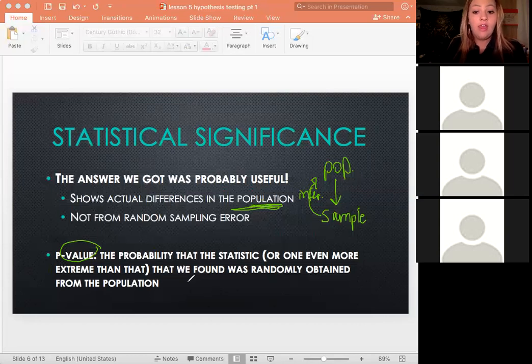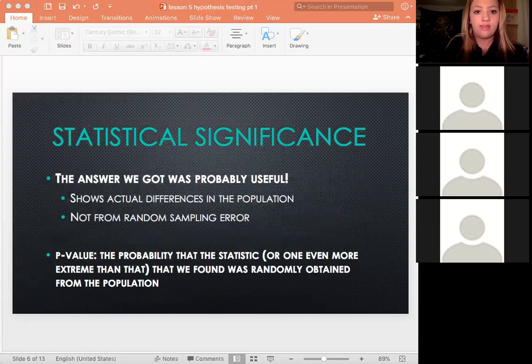So that's why we want our p-value to be low, because we don't want there to be a high probability that something was obtained because of a confounding variable or something. So we always want this to be small, no matter what. So we'll talk about that a little bit more next.